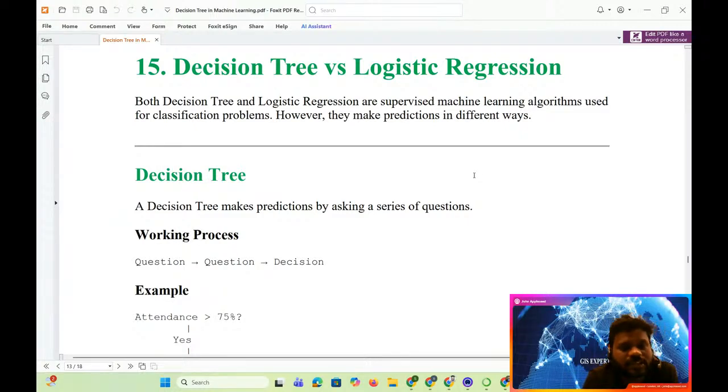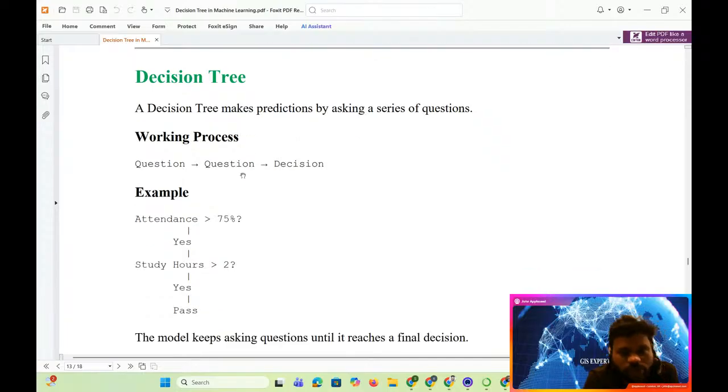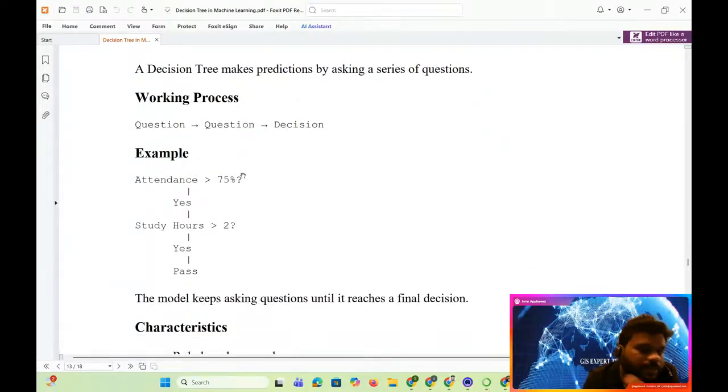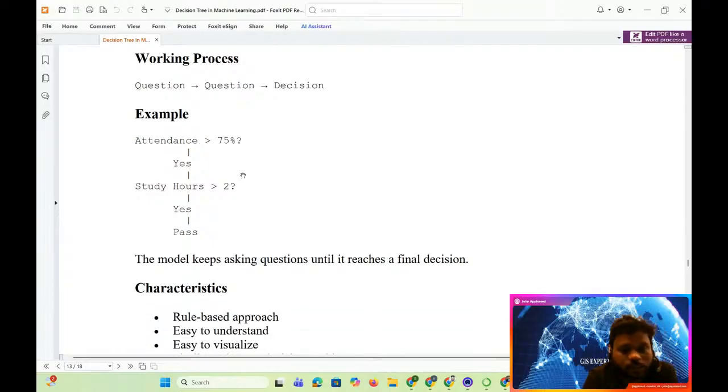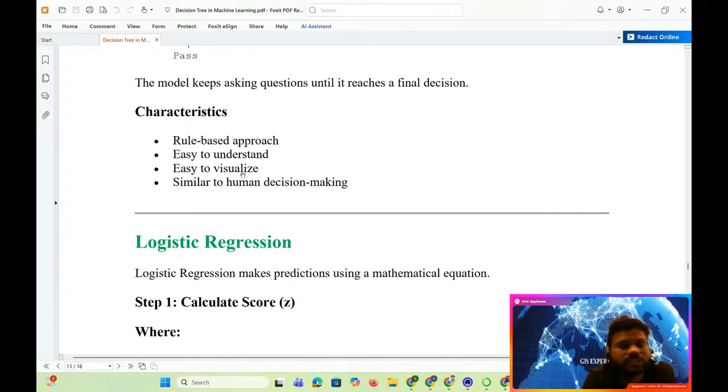A decision tree makes a prediction by asking a series of questions, working process: question to decision. Example: attendance is more than 75 percent? Yes. Study hours is 2 hours? Yes. Then you pass. The model keeps asking questions until it reaches a final decision, and this is a rule-based approach, easy to understand, easy to visualize, and similar to human decision making.